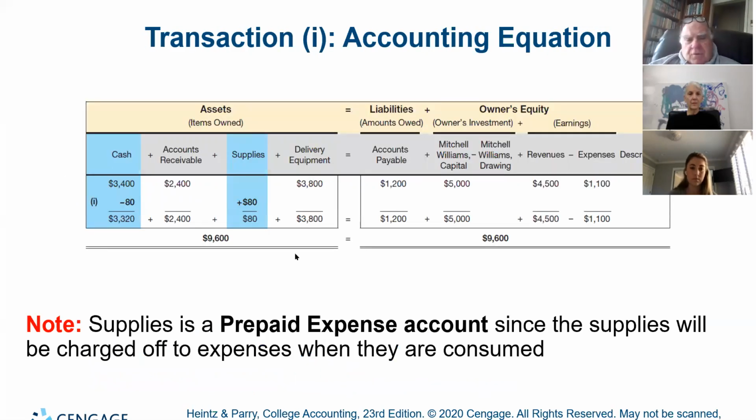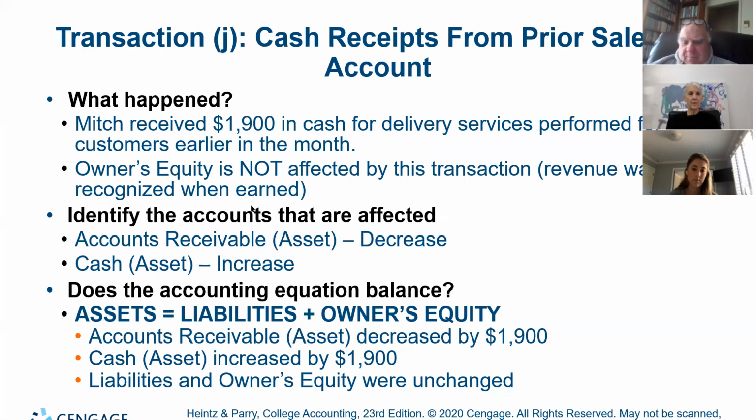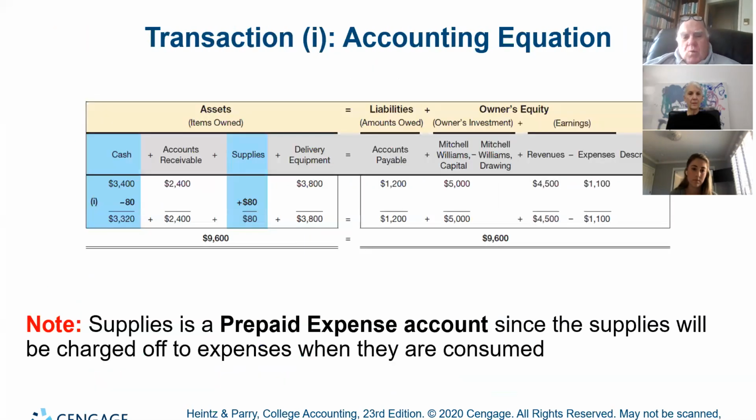So let's look at what we have here now. We have supplies, but it's not an expense. It's an asset until we use the supplies. If we use the supplies next month, that's where the expense goes.